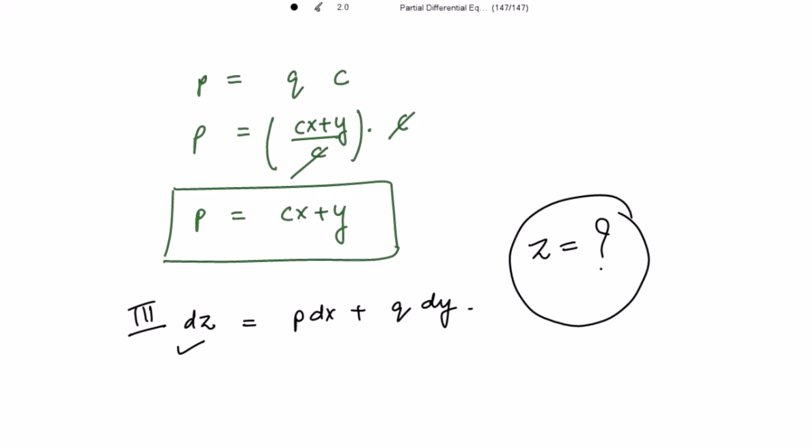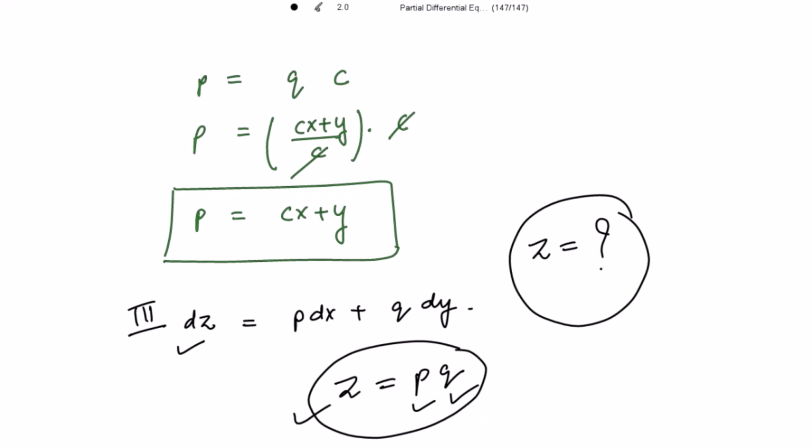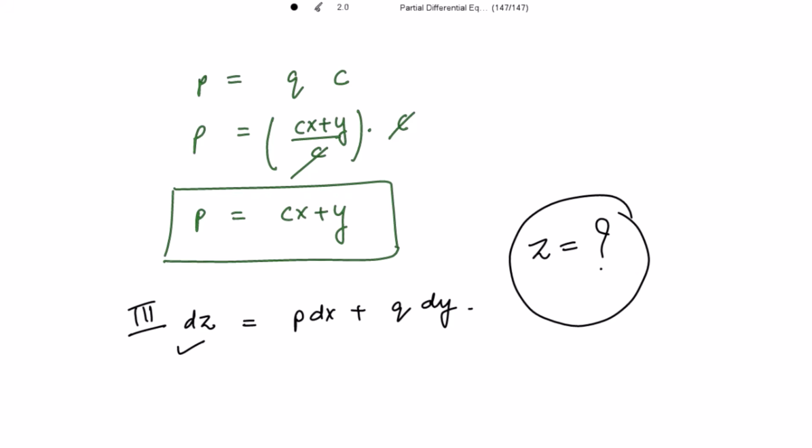In the previous example, I was already having the given equation to be z equal to pq. So I just straight away put the values of p and q in this given equation and get the complete integral to be z equal to whatever it was. But here I am not having z in the given equation, therefore I am going to use this equation now.